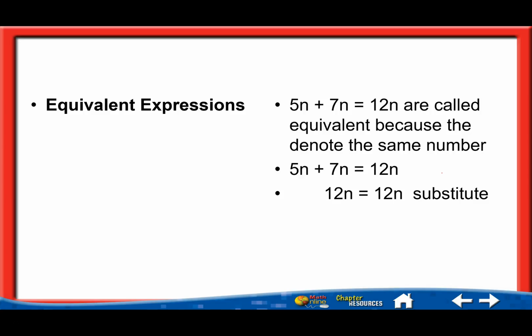So an equivalent expression. So 5n plus 7n equals 12n are equivalent because they denote the same number. Because I could take 5n and 7n and add them together to get 12n. That's by substitution, which we did yesterday. Because I substitute 12n in for 5n plus 7n.